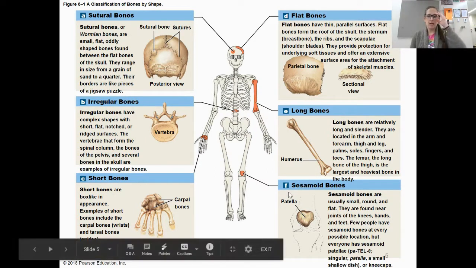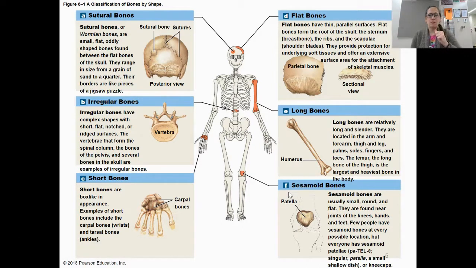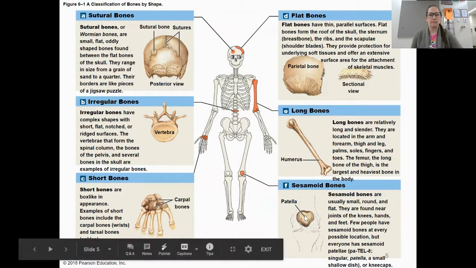Sesamoid bones are bones that actually develop within usually some type of joint. So the most prominent sesamoid bone that you have is the patella, or your kneecap. But you do have a few of them at some other locations, especially in your hands or in your feet. But the only sesamoid bone that we would have you identify is the patella, right?